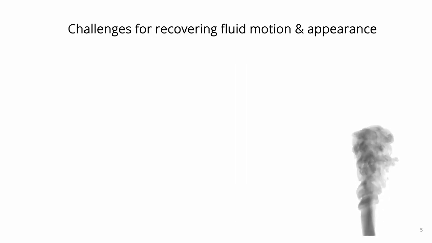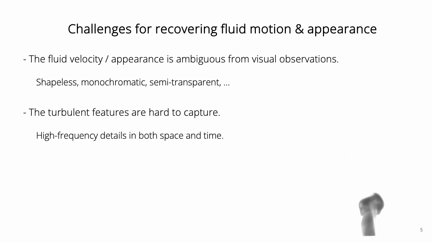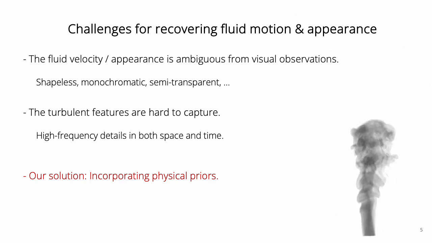The challenges come from two aspects. First, fluid is usually shapeless, monochromatic, and semi-transparent. This leads to visual ambiguity in using traditional tracking techniques. Second, the complex fluid dynamics lead to high-frequency turbulent features in fluid motion. In particular, the vortical or rotational motions are difficult to capture. To address these challenges, we need to incorporate appropriate physical priors into computer vision techniques.